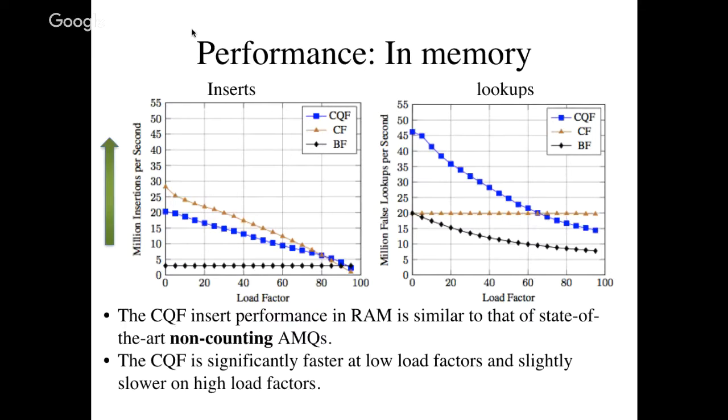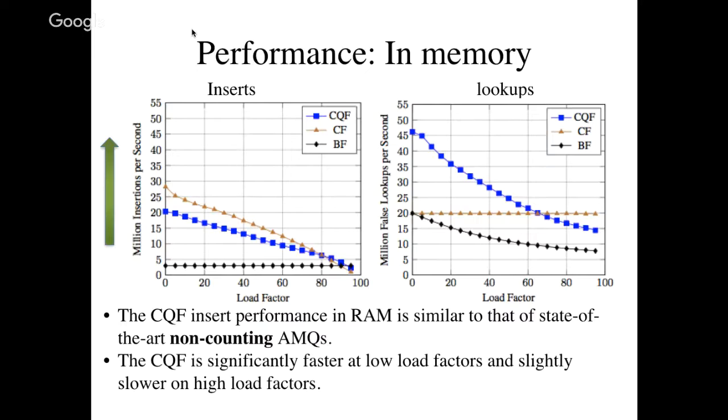Now let's look at some evaluation. Here are two graphs. On the left-hand side, you have the insert throughput, and on the right-hand side, you have the lookup throughput. It's throughput, so higher is better. On the x-axis, you have the load factor, like how full your data structure is. So 20 means 20% full, and 80 means 80% full. You can see we compare the counting quotient filter against 2 different data structures. One of them is a cuckoo filter, which is a state-of-the-art AMQ, and another one is a Bloom filter, which we already talked about.